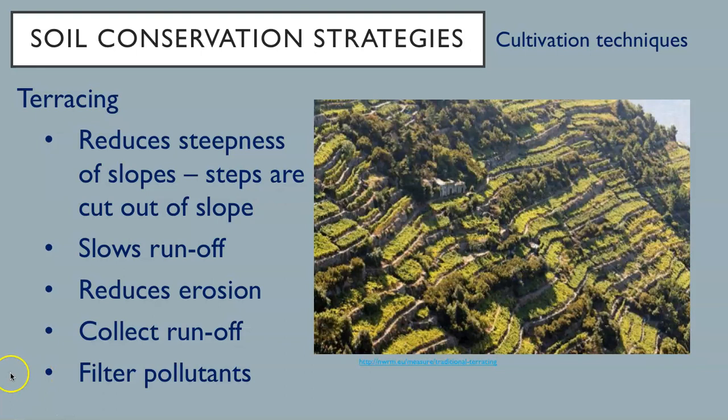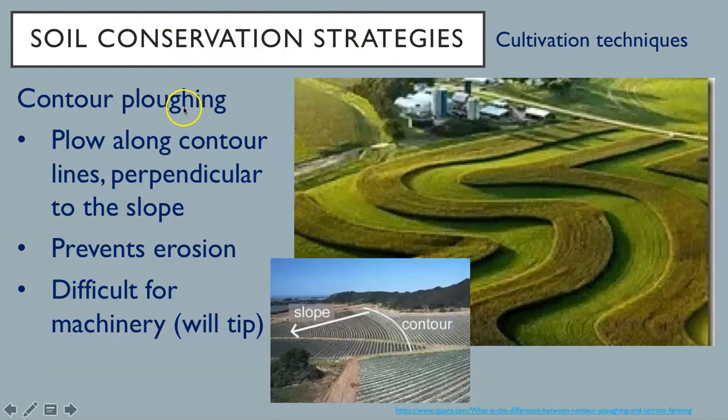Another conservation strategy is contour plowing, which is to plow along contour lines perpendicular to the slope. This also prevents erosion, but it's sometimes difficult for machinery because the machinery will tip when driving parallel to the slope.